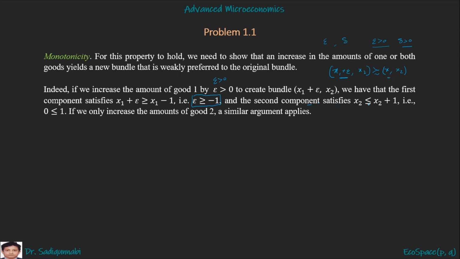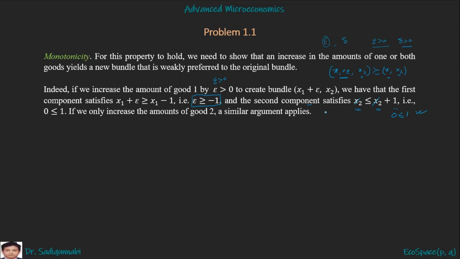For the second component, X2, we compare it with X2 from the second bundle. So X2 should be less than or equal to X2 plus 1. The X2 cancel out, so 0 should be less than or equal to 1, which is also all right, no problem. So if we increase the amount of good one by epsilon, we see that monotonicity is applied.